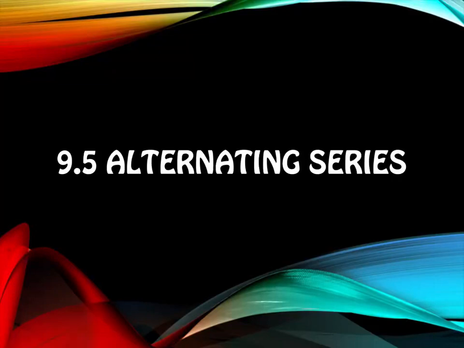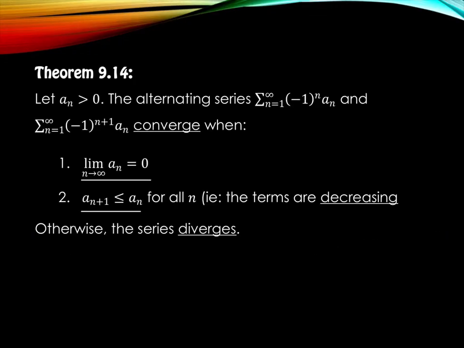All right, 9.5, a continuation of all of these different tests for finding out if series converge. And this one is called the alternating series. So we're going to take a look at theorem 9.14, and it says the following.